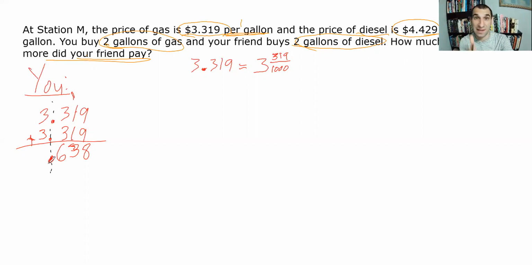That's important to do because this is a decimal problem. So I keep everything aligned. 3 plus 3, of course, is 6. So how much did you pay? You paid $6.638 for gas.